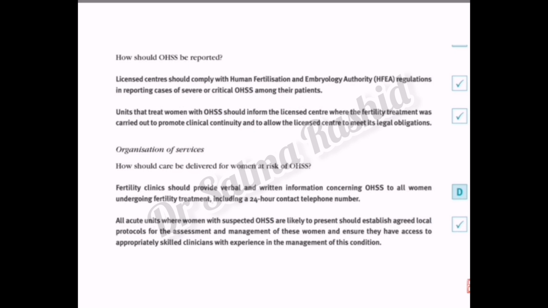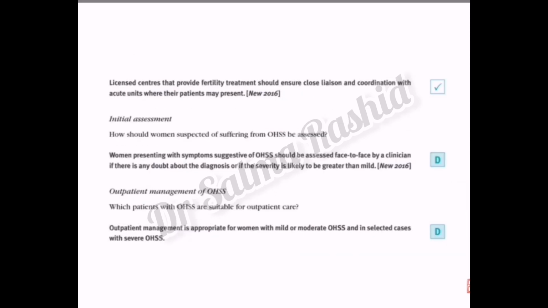All acute units where women with suspected ovarian hyperstimulation syndrome are likely to be present should establish agreed local protocols for the assessment and management of these women and ensure they have access to appropriately skilled clinicians with experience in the management of this condition. Licensed centers that provide fertility treatment should ensure close liaison and coordination with acute units where their patients may present.